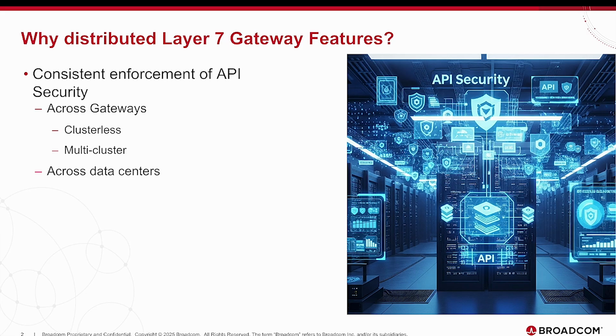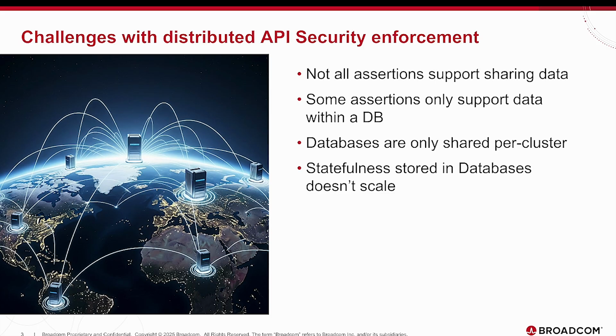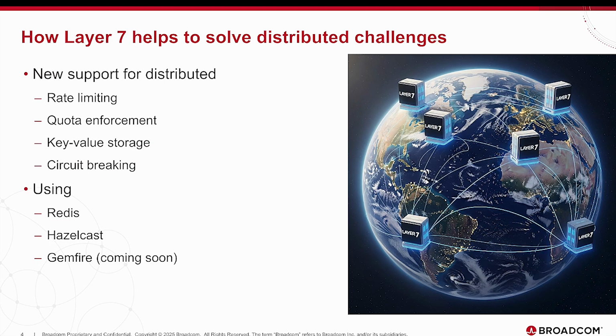This is to solve challenges around consistent enforcement of API security across gateways, across multiple clusters, and even across data centers. Historically, there have been challenges with distributed security enforcement. For one, not all assertions were supporting the sharing of data. Those that did supported it through a database, and databases were really limited to only being shared across a single cluster. Because of this, being able to go across clusters and across regions just did not scale using the database approach. So how is Layer 7 helping to solve this problem?